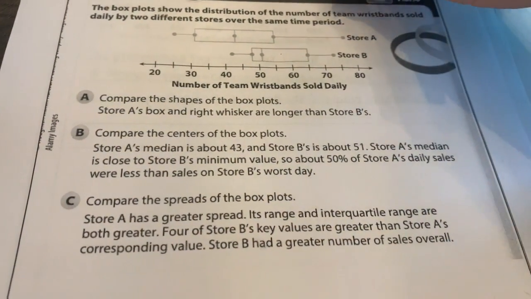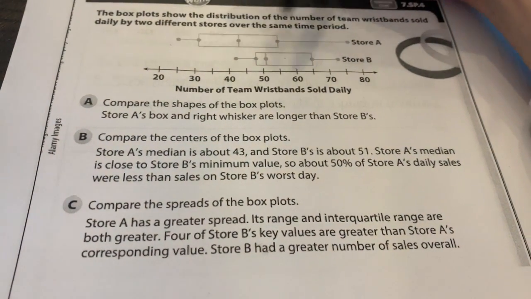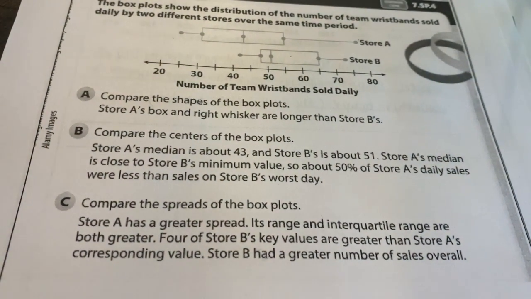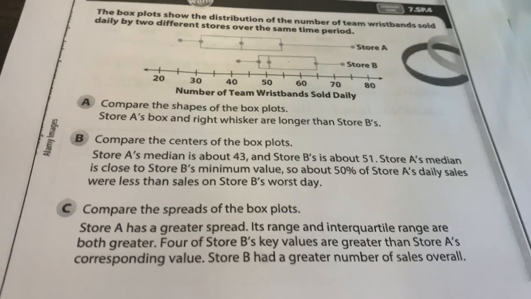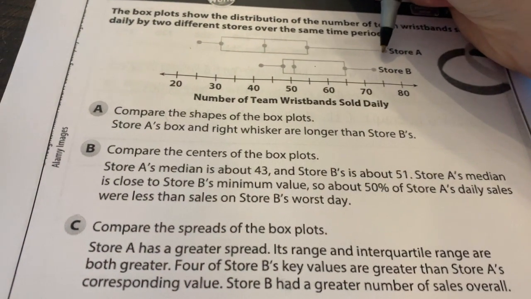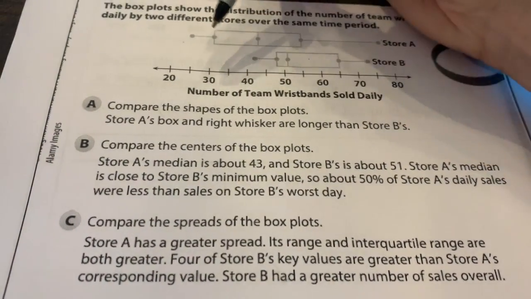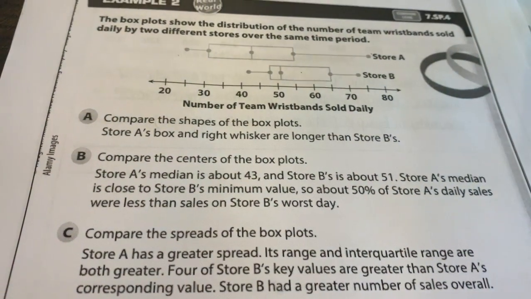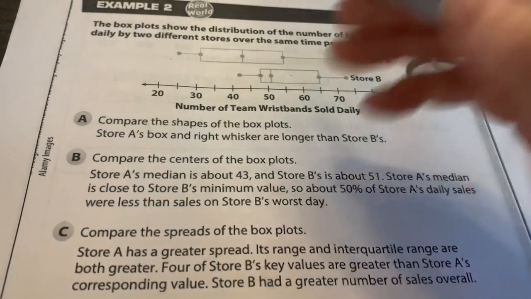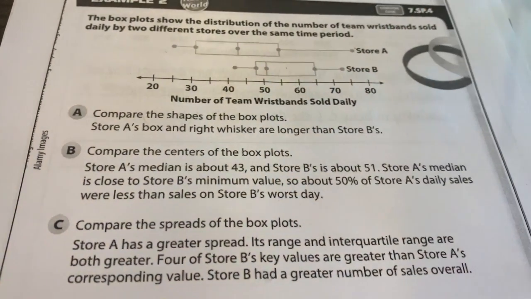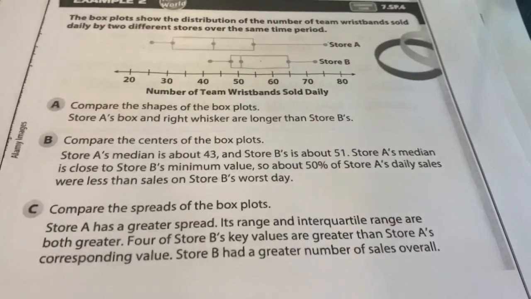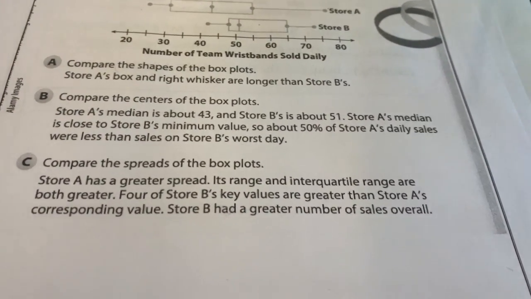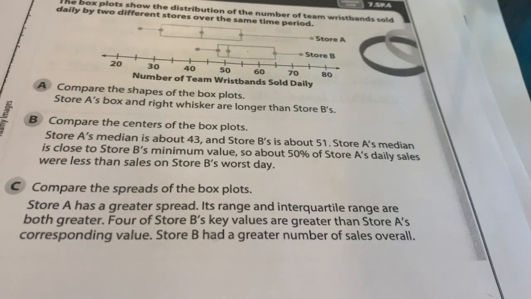Then to compare the spreads, we can see store A definitely has a greater spread. The range and the interquartile range are both greater. So the range goes all the way up to 70, probably 76, down to about 25. And the interquartile range is also greater. So the smaller the boxes, the smaller the whiskers, the less your data is varying, okay? So store A has a greater spread.